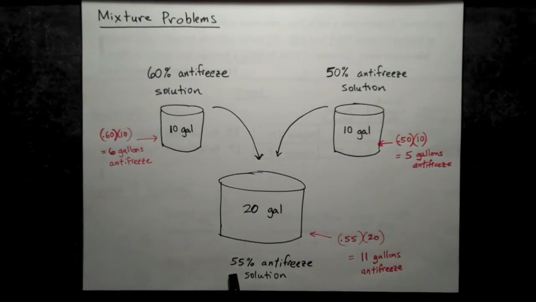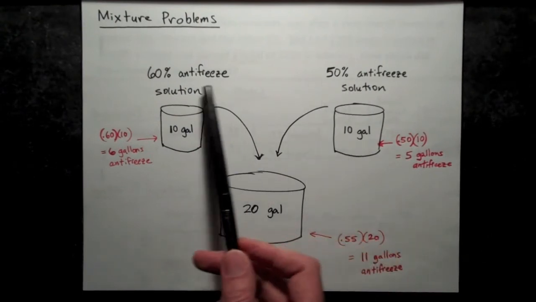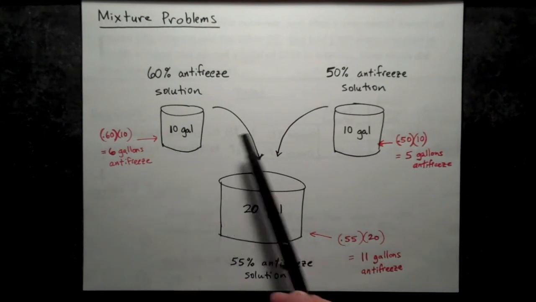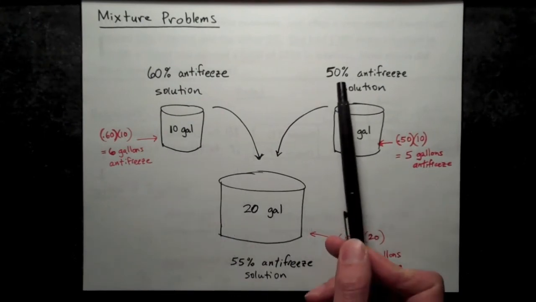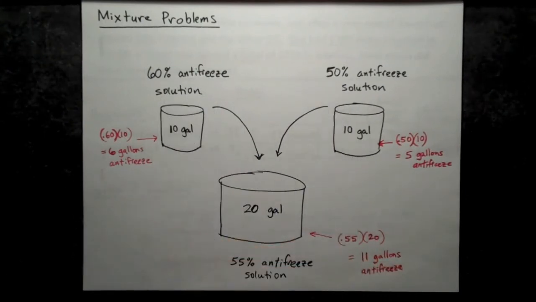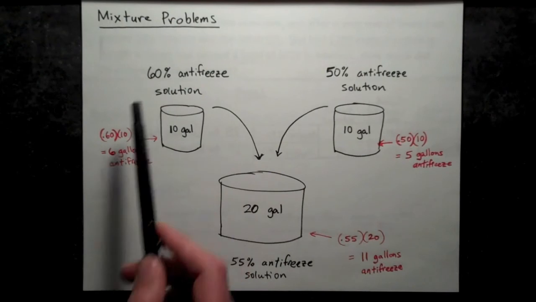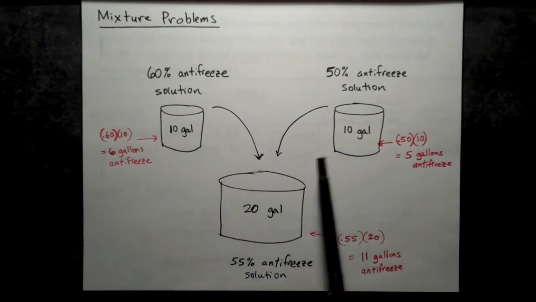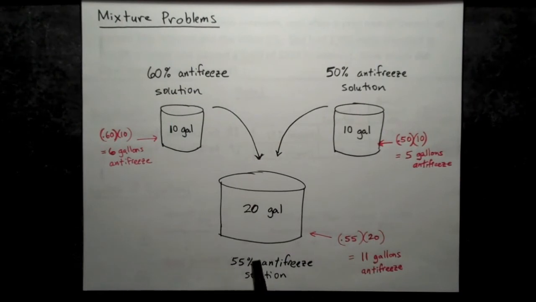And it's pretty obvious that the concentration of the mixture is going to be somewhere in between the original two concentrations. If you're mixing equal parts, then it'll be exactly halfway between those two. It'll be the average of the two percentages. For the word problems, this concentration probably won't be halfway between these. And we'll have to figure out how much we need to add of each of these two solutions to get the appropriate concentration in our mixture.